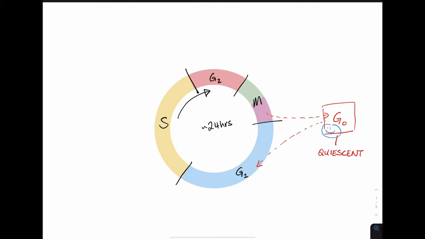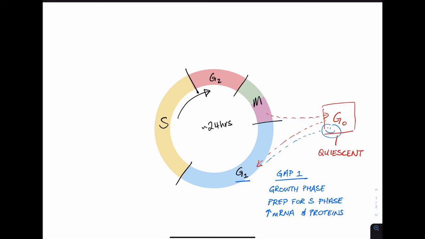Let's work our way through the cell cycle, starting from G0, or the quiescent state. Upon appropriate stimuli, this cell from G0 will enter G1. So during G1, or the gap phase, this being a growth phase, this is the first gap phase where the cell is going to prepare itself for the next phase, the S phase. And so during this preparation for DNA synthesis, the cell will increase its production of mRNA and proteins, and also the number of organelles within the cell will increase.